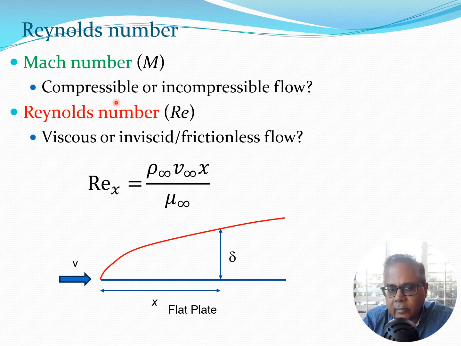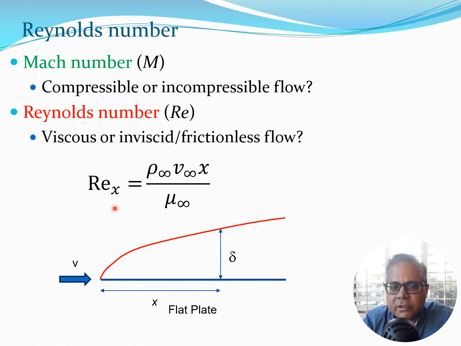Now there is one more important parameter known as the Reynolds number, and this is essentially used to determine whether a flow is viscous or not. So essentially we use the Reynolds number to classify flow between viscous flow and inviscid or frictionless flow. The Reynolds number is defined as density times velocity times some reference length x divided by viscosity, and the infinity subscripts here simply mean that these are quantities with reference to the free stream value. So if the velocity of air is v, then we call it v infinity here.